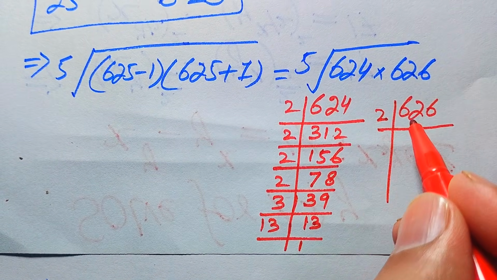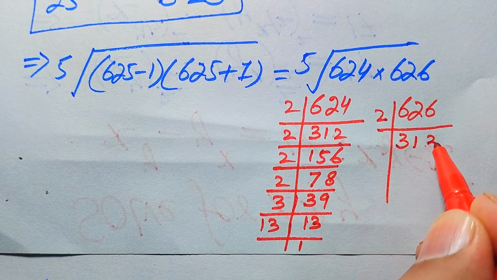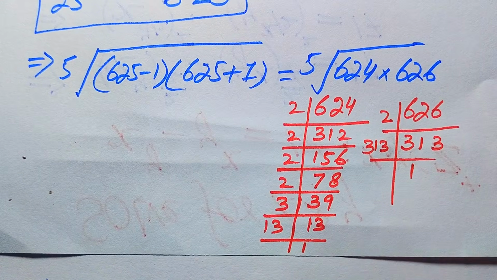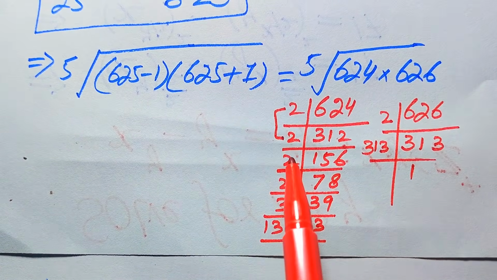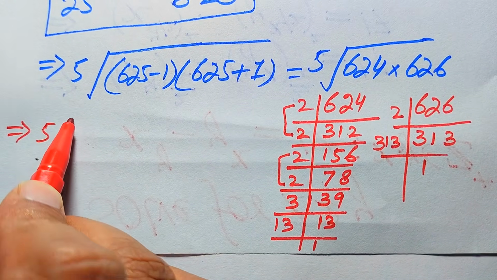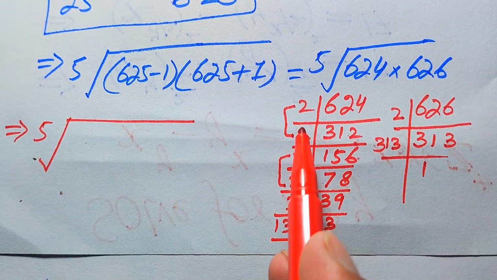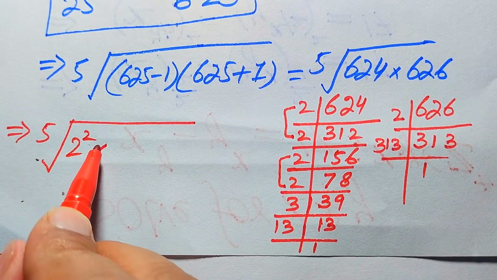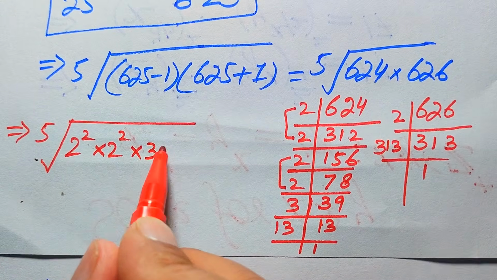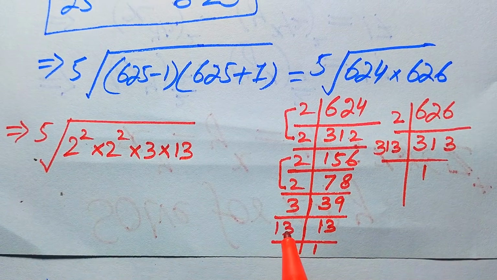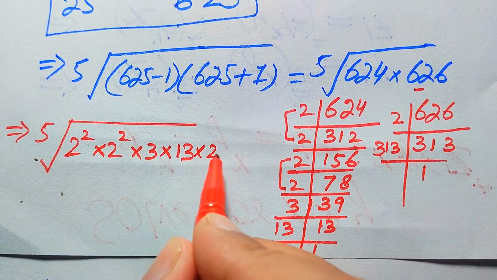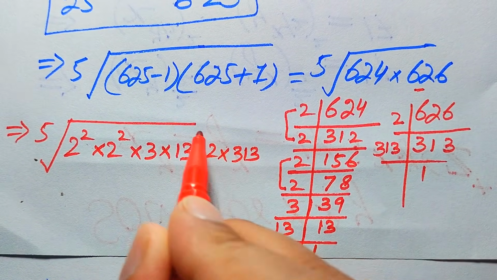626. So we divide it by 2 and we get 2 3s are 6, 2 1s are 2, and 2 3s are 6, and we divide 313 by 1. Okay, so here you see that we have the pairs of 2, this is 1 pair, 2 pair. Okay, now so we write these terms as, this is 5 times the square root of, here we write this is 2 square multiplied by 2 square multiplied by 3 multiplied by 13, which are the factors which we get here. And now the factors of this term are 2 multiplied by 313.